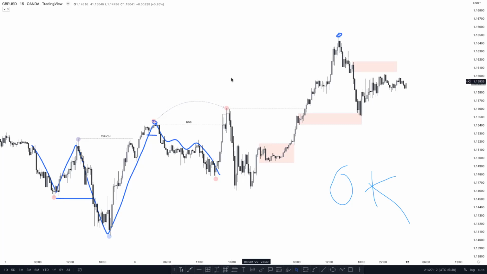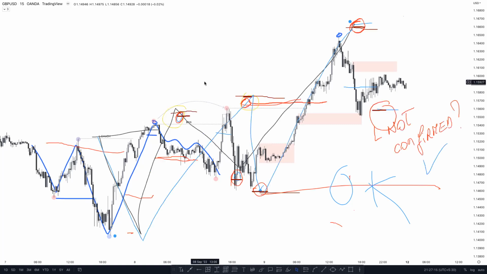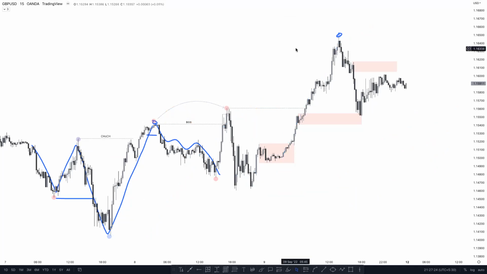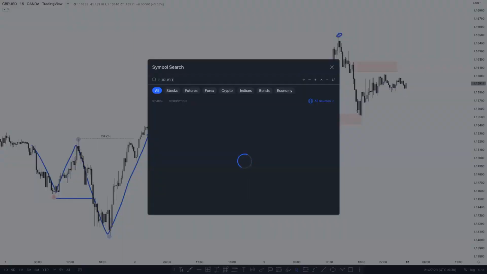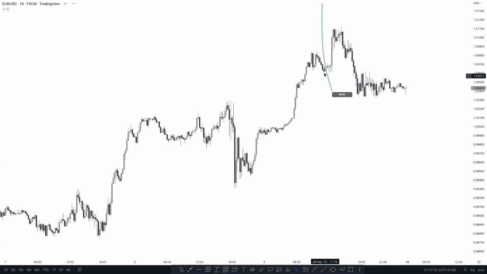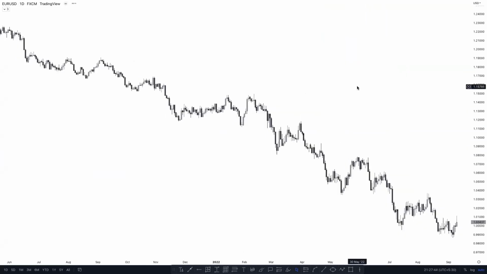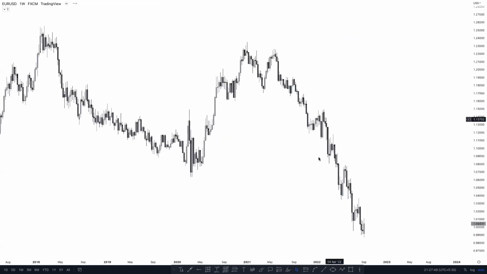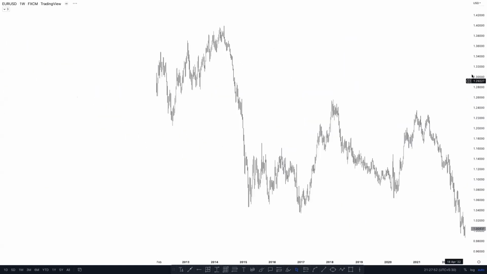Okay, so this is a possible scenario in GBP USD. Now let's switch into another pair, which is Euro USD. Okay, start from the daily time frame perspective, and before the daily, now let's switch into the weekly. I did not check what is happening here in Euro USD in the weekly time frame.